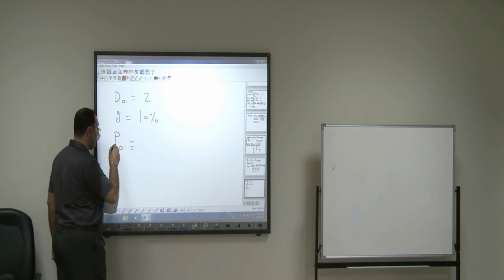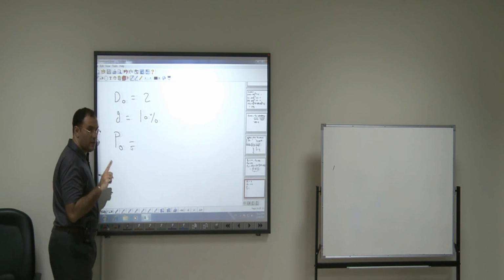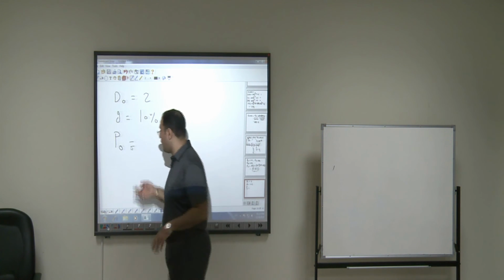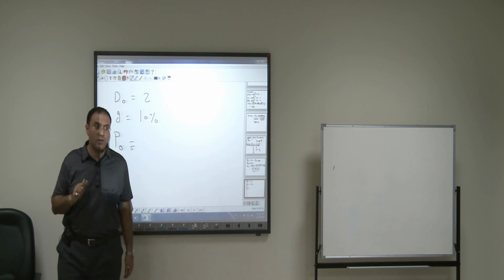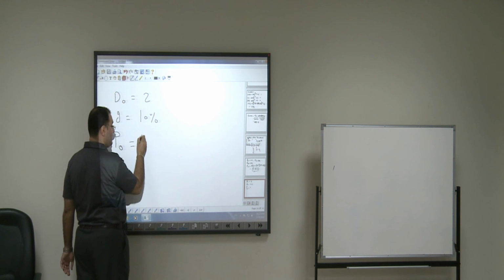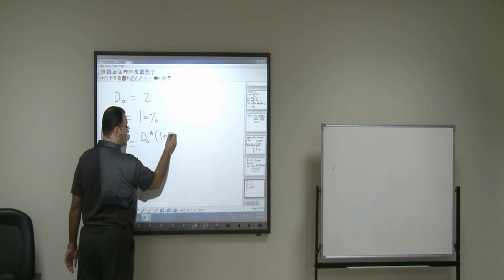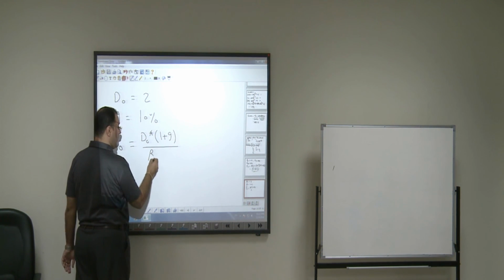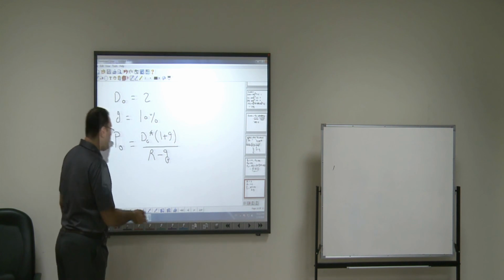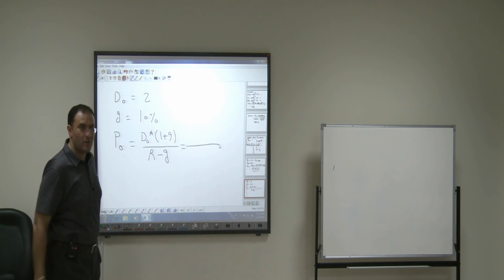So good luck. How can I solve for P0? It's the Gordon growth. Have you heard of it before? So what does Gordon growth tell us? P0 equals D0 times (1 plus G) over (R minus G). Come on, right? So now how much is it? See Khaled, Gordon growth?